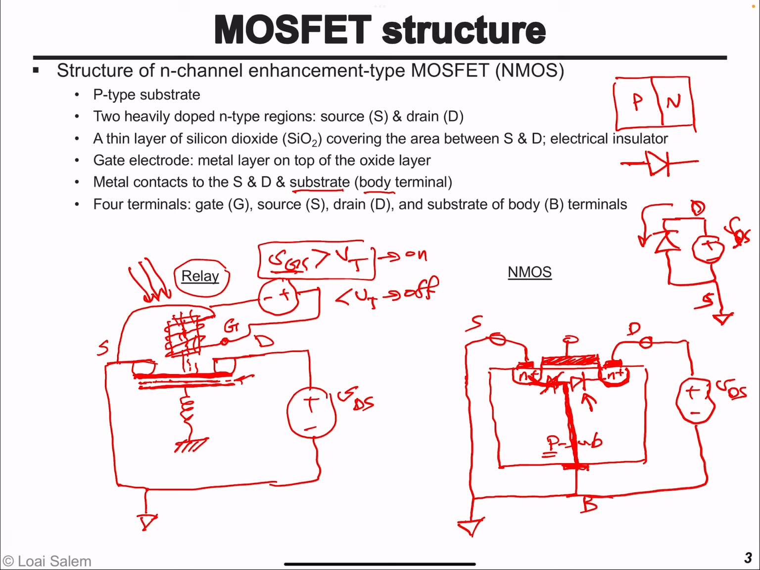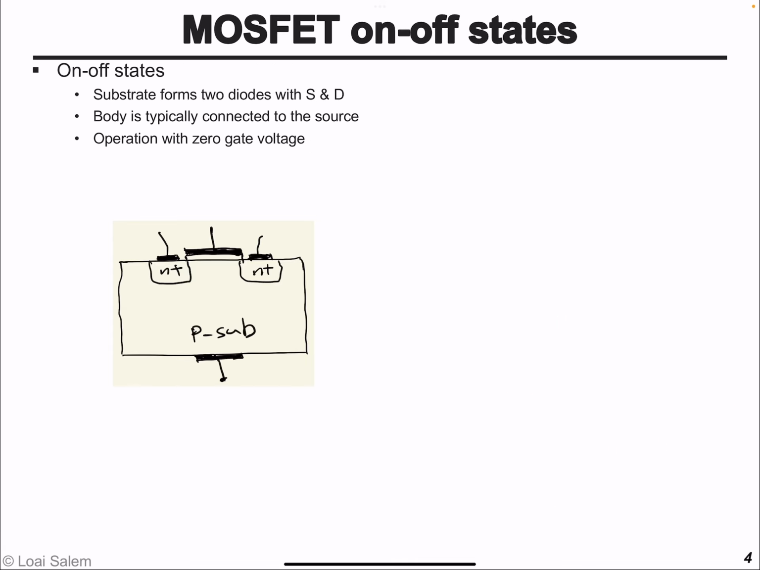And then when we apply a voltage difference between the gate and source, what will happen? So let's sketch again. Usually, let's say this is the source, this is the drain. We have a voltage difference here between the drain and source.